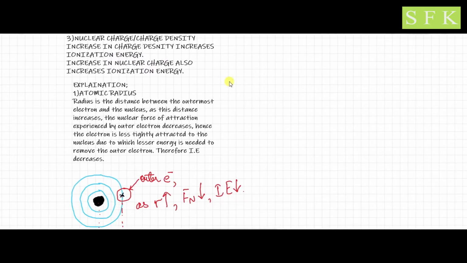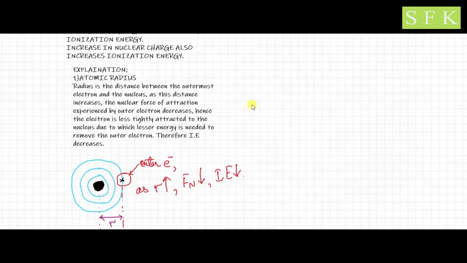The shielding effect: an increase in shielding effect decreases ionization energy. Again, we'll look at the explanation down here. And the nuclear charge, or the nuclear charge density. As the nuclear charge density increases, the ionization energy increases. Okay, let's go to the explanation now.